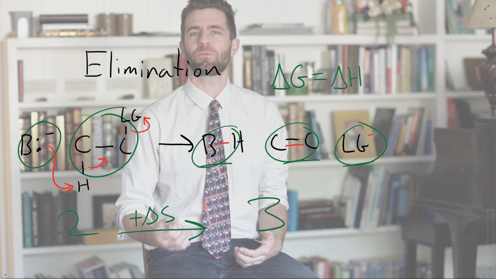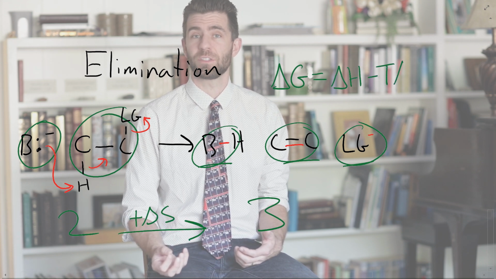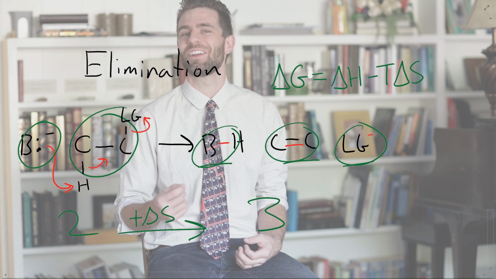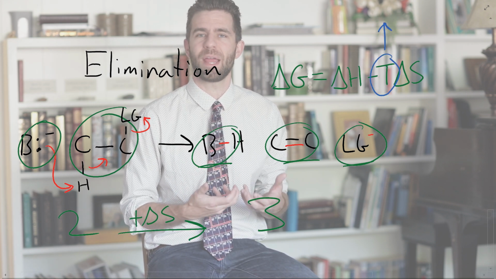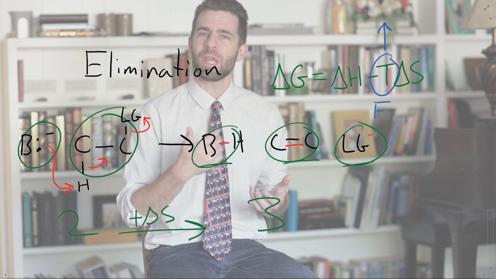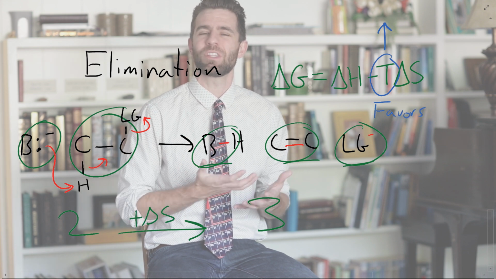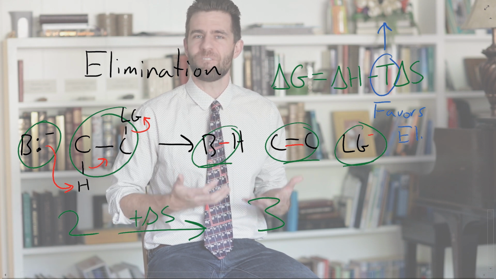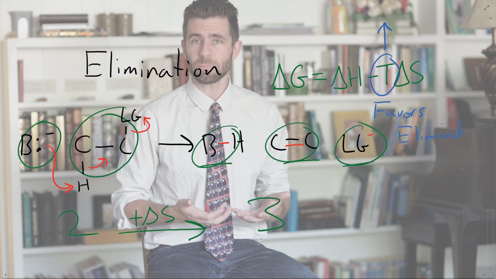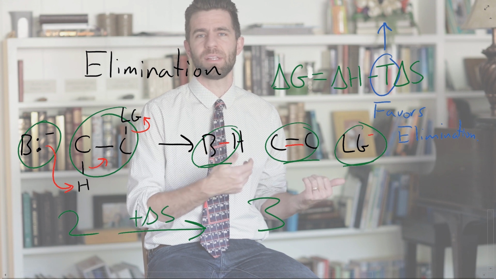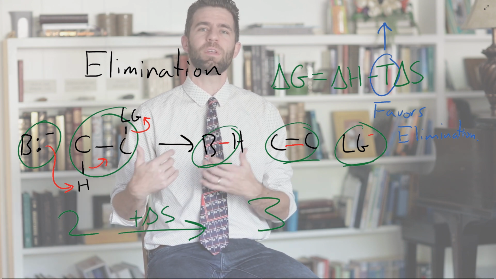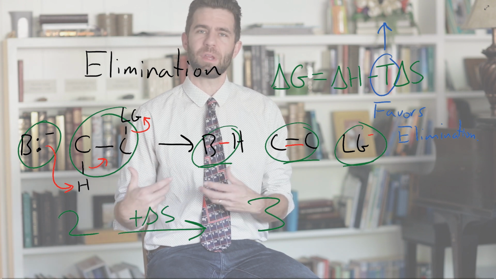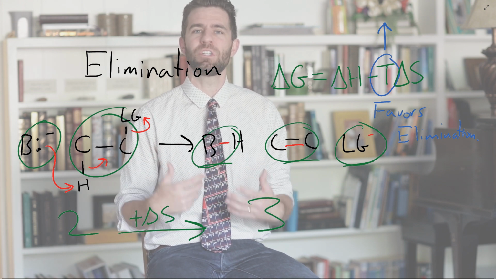If we look at our Gibbs free energy formula, delta G equals delta H minus T delta S, we notice that the temperature factor is multiplied by the entropy. So if we change the temperature, it changes how much that whole entropy part affects our energy. Because our entropy is favorable here, if we increase the temperature, we're actually increasing the likelihood, or the free energy we're gaining, from producing an alkene rather than a substitution.